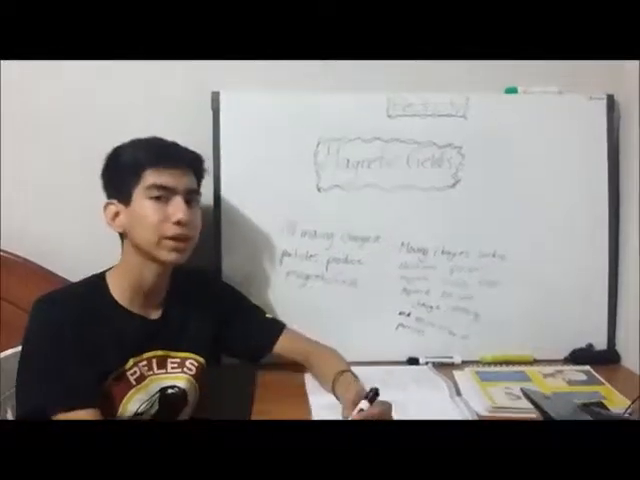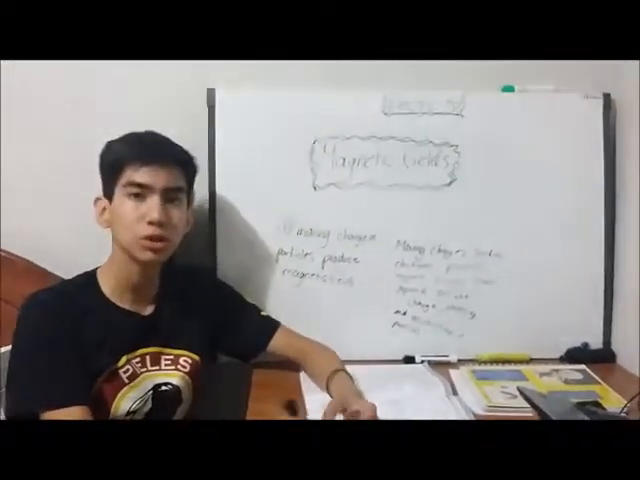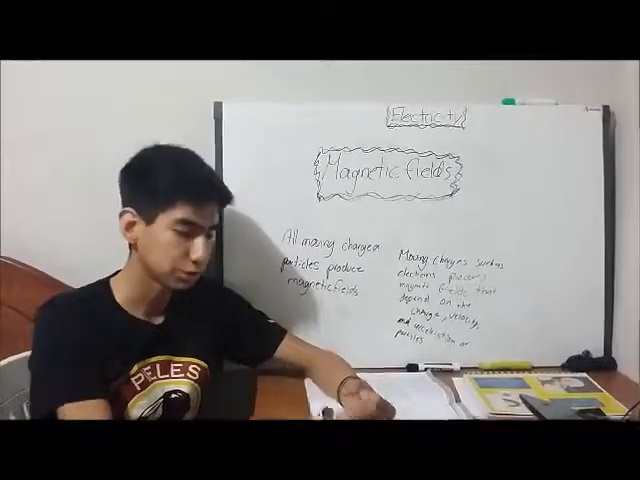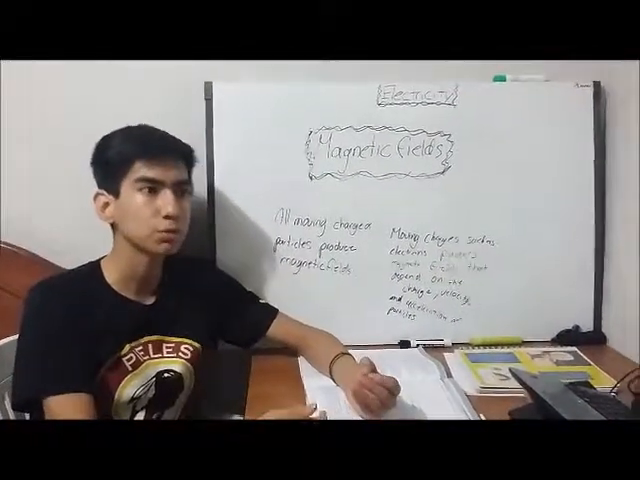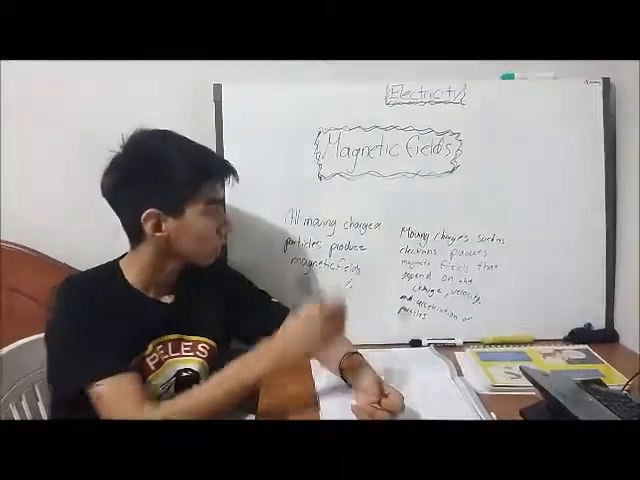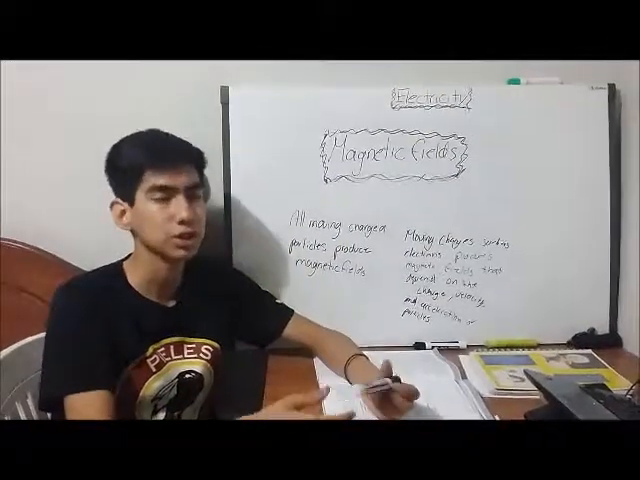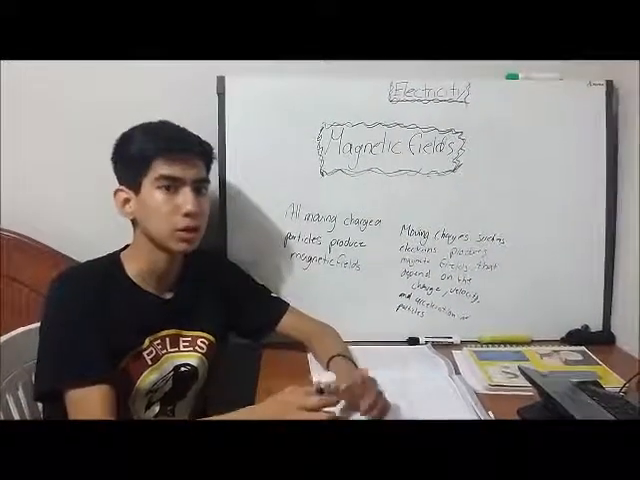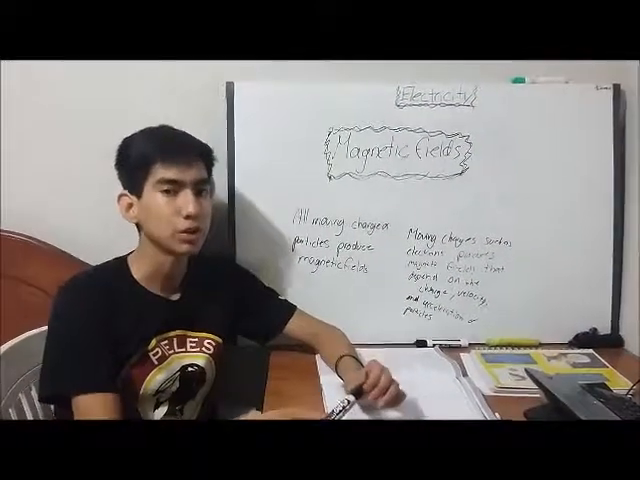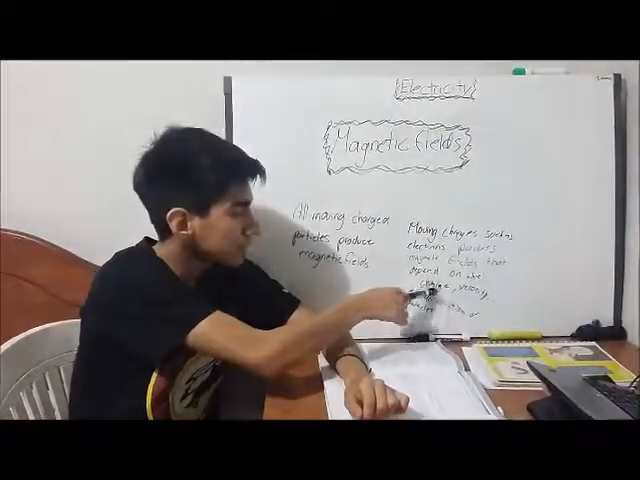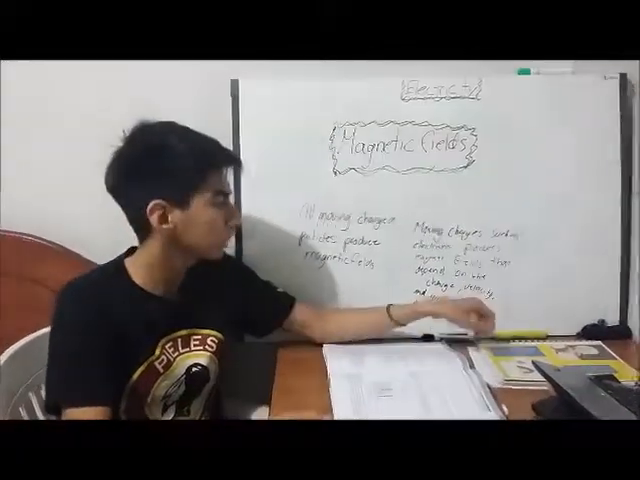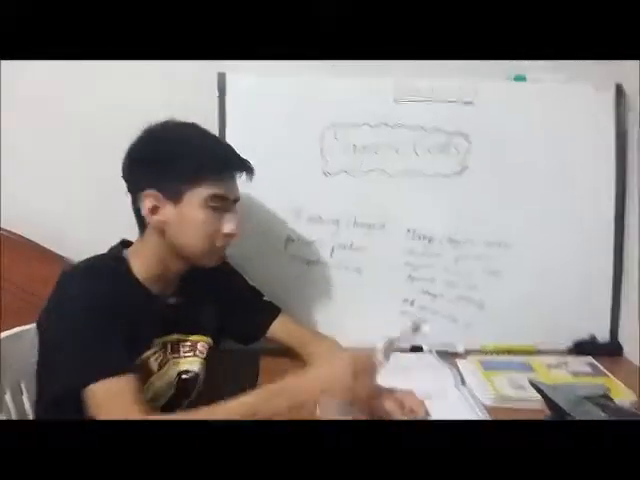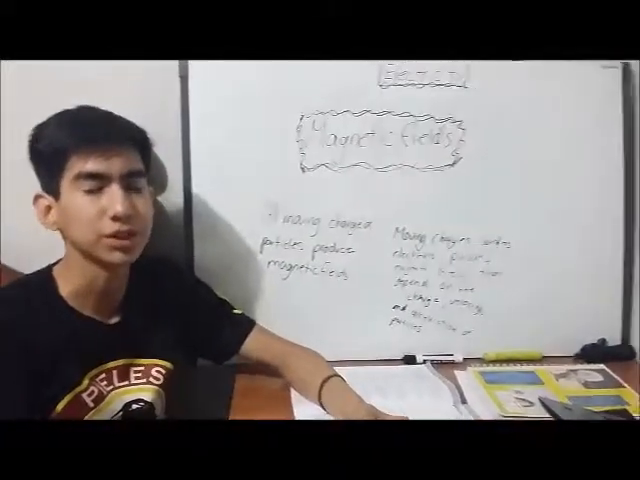Now we are with magnetic fields. All moving charges such as electrons, protons, neutrons can produce a magnetic field, but it depends on how fast the particle goes. It depends on the charge, obviously, the velocity of the particle, and the acceleration of the same one.